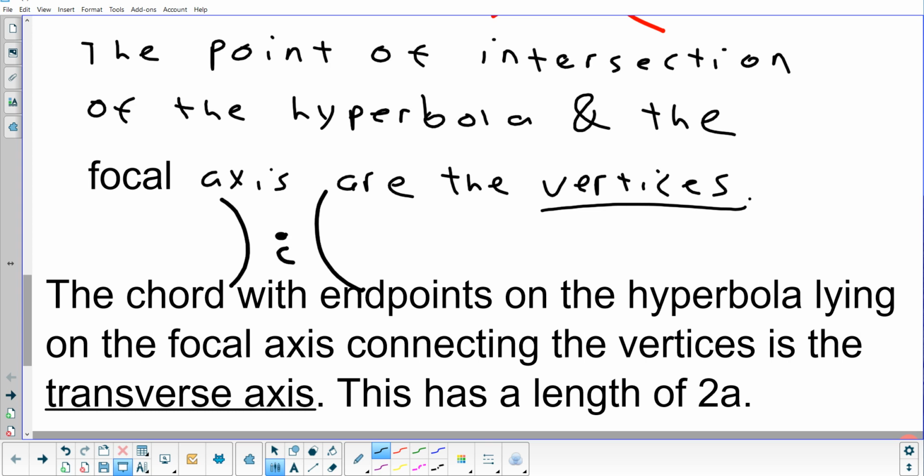And that's your center. And that's a vertex. And that's a vertex. The distance that I just drew in blue is A. A is the distance between the center and the vertex. Here's the distance the other way. Each one of those blue line segments has a distance of A, which means the total length of the transverse axis is A plus A, which gives me 2A.